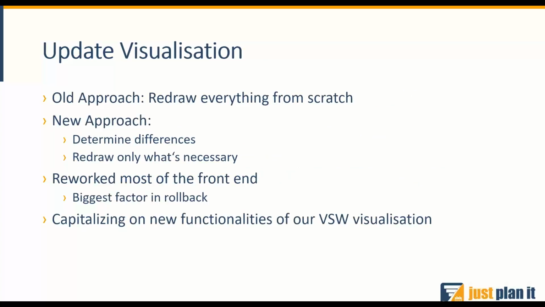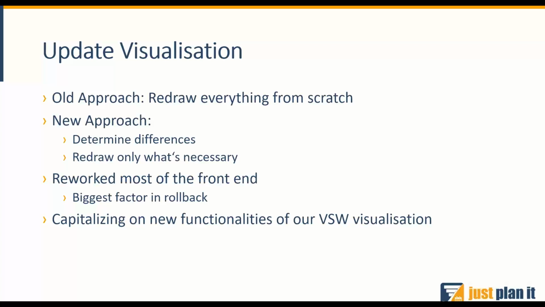The fourth thing that we did is update how we update our visualization. Our old approach was to throw everything away that we had and redraw everything from scratch. This is happening in your browser, and therefore it's significantly slower than our new approach. In our new approach, we get the changes from the server, see what the differences are between the old state on the client and the new information from the server, and only redraw what actually changed.